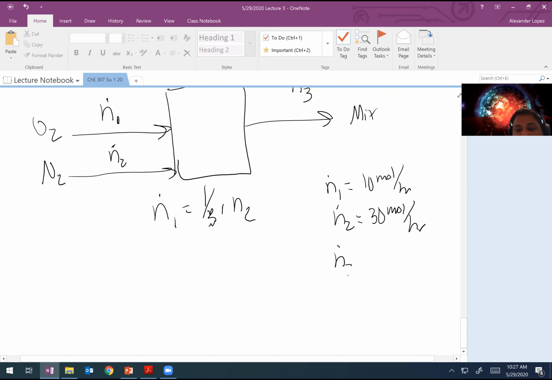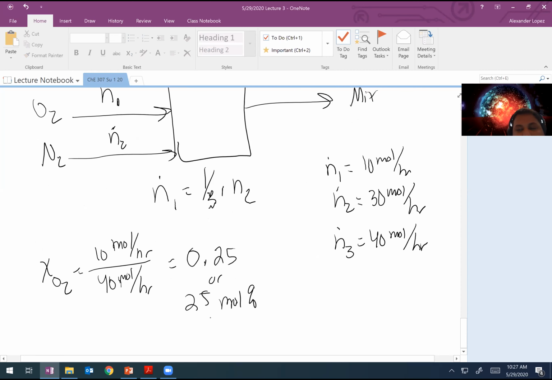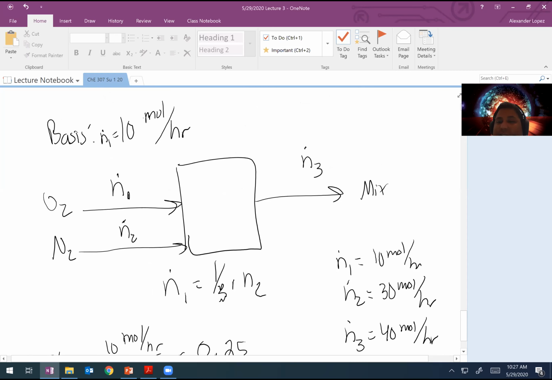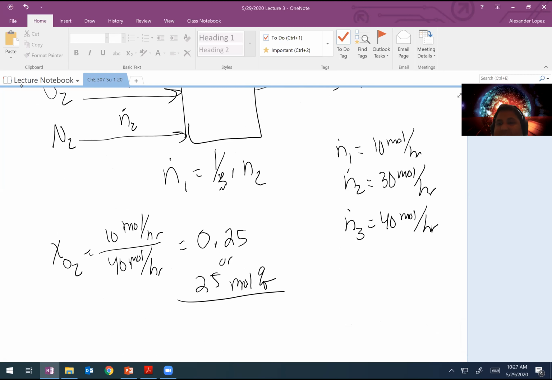And N3, therefore, is 40 moles per hour, which, when I find that mole fraction of O2, I have 10 moles per hour over 40 moles per hour, which is still 0.25, or 25 mole percent. So my basis did not change my answer in terms of that component mole fraction. However, it specified the problem such that I can solve and get a definitive answer. Without a basis specified or an assumption made, the problem as presented is unsolvable.